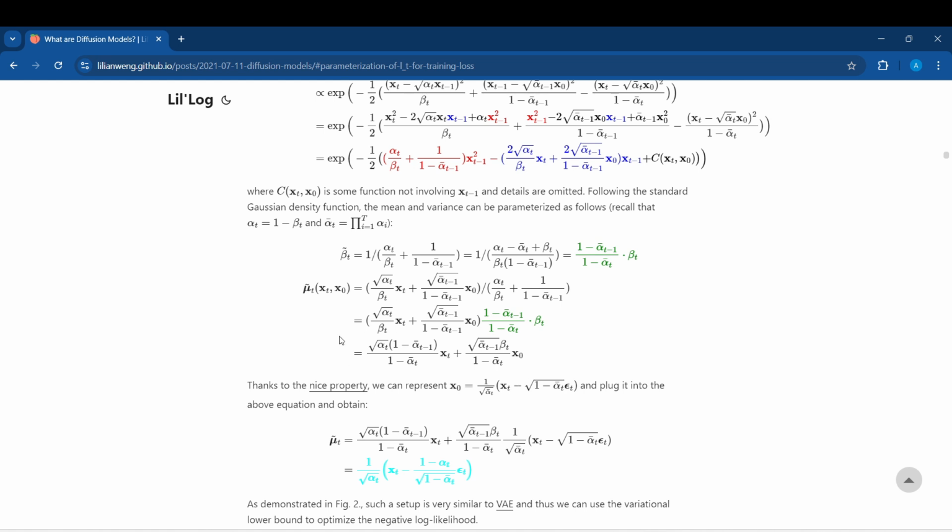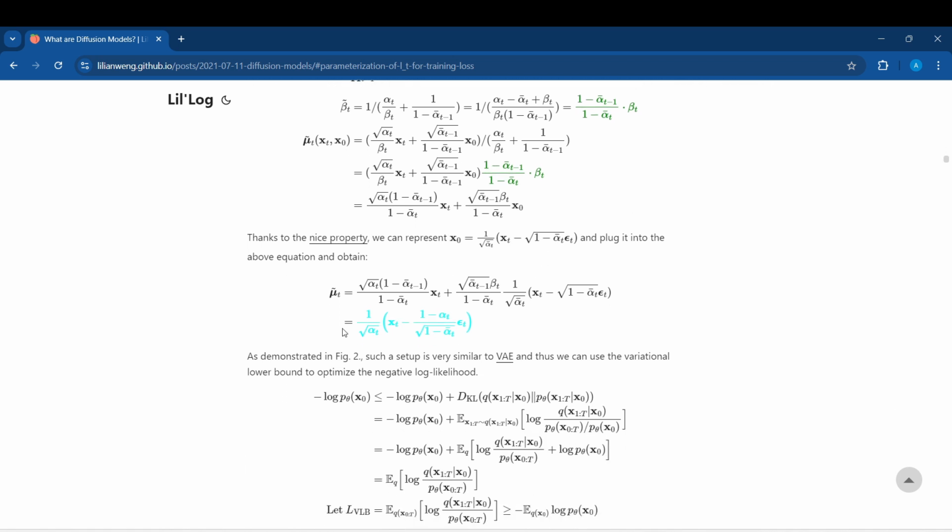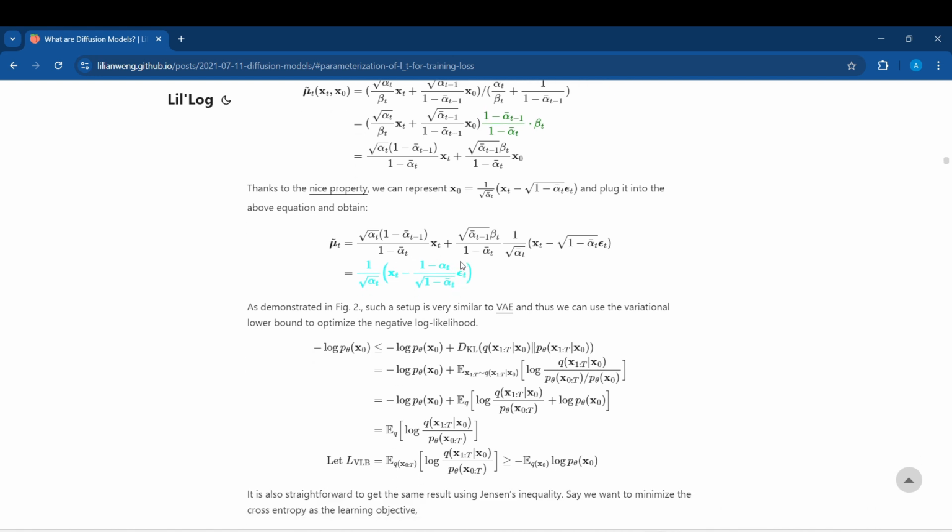This is the mean, and we do not have access to x0, so we replace x0 in terms of xt, because xt can be expressed given x0. We just change the order and get x0 separately, and we get this term here. We plug it into the above equations and obtain this mu tilde as this quantity, which is the noise added at this time step, scaled, subtracted, and scaled again.